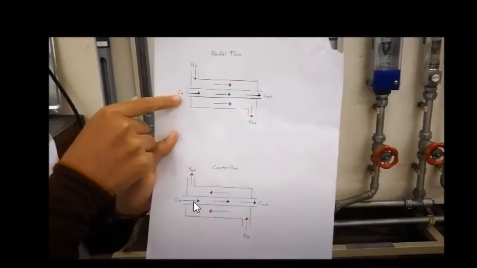So that's why in the industry, many companies or factories use heat exchangers in counter current flow arrangement, because there is more effective transfer of heat than parallel flow.